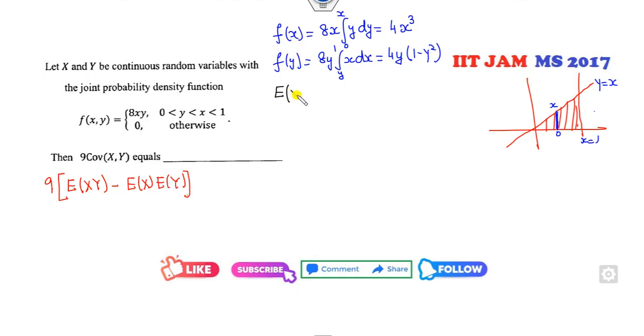Can you find the mean of the x? It is 4 is outside, x into x cube over 0 to 1. So what is the answer of this? E of x is 4 over 5.